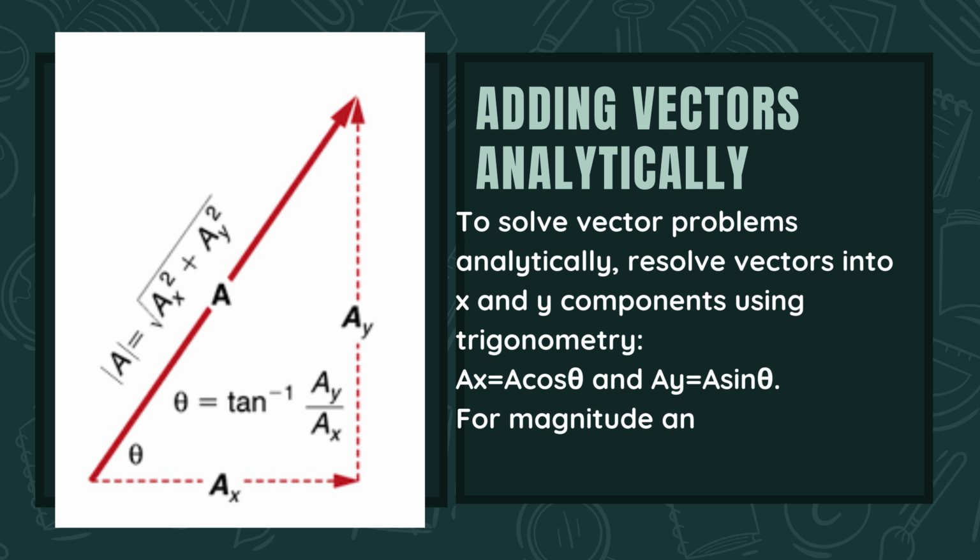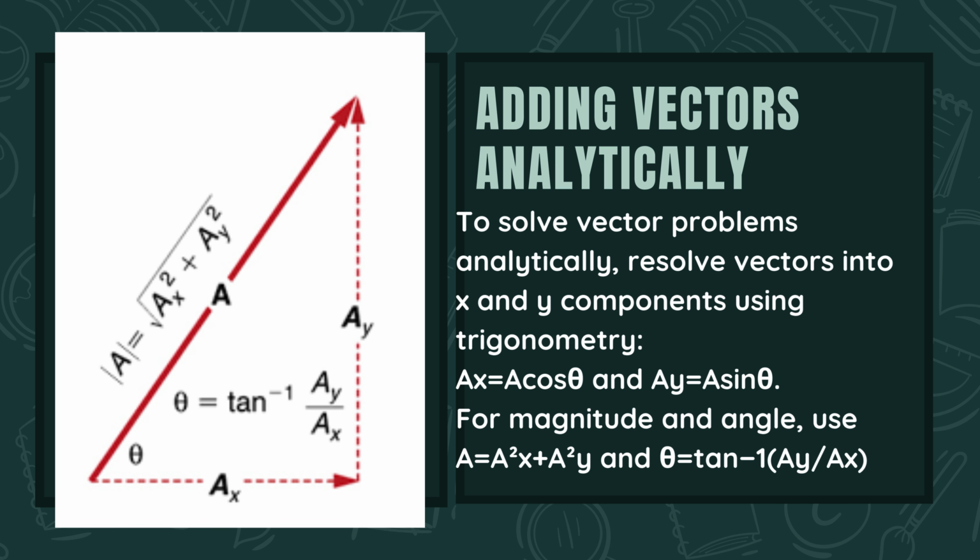To find the magnitude of the vector, we use the formula, which is the square root of the sum of the squares of the x and y components. For the angle, we use the inverse tangent of the ratio of the y component to the x component.